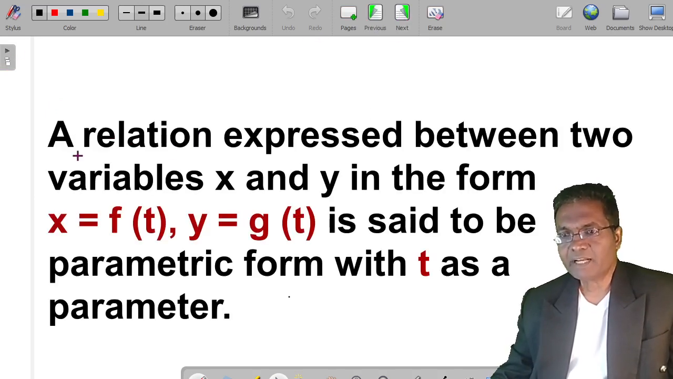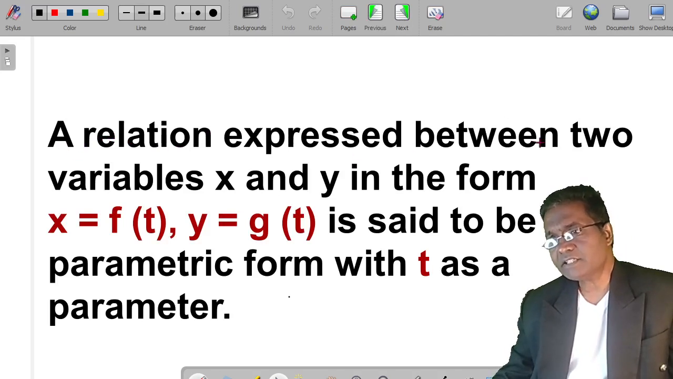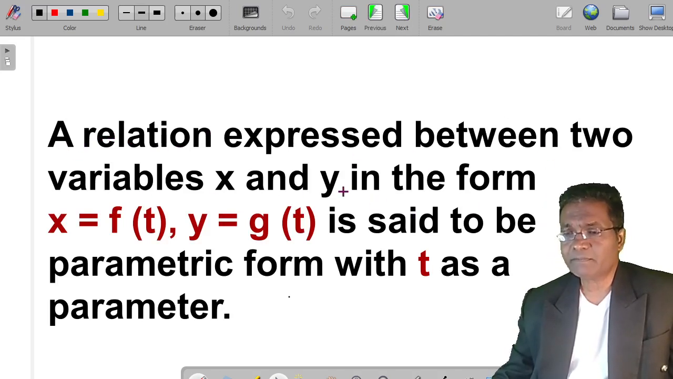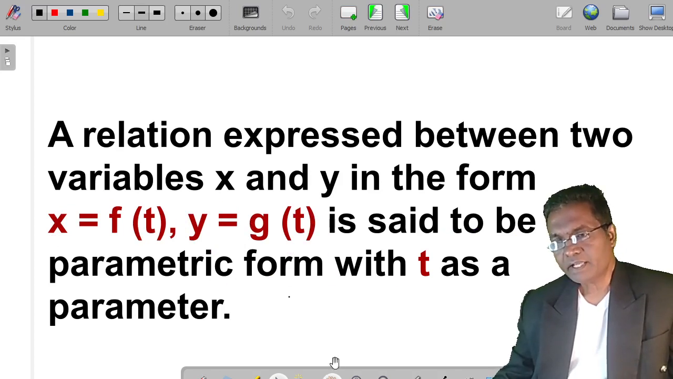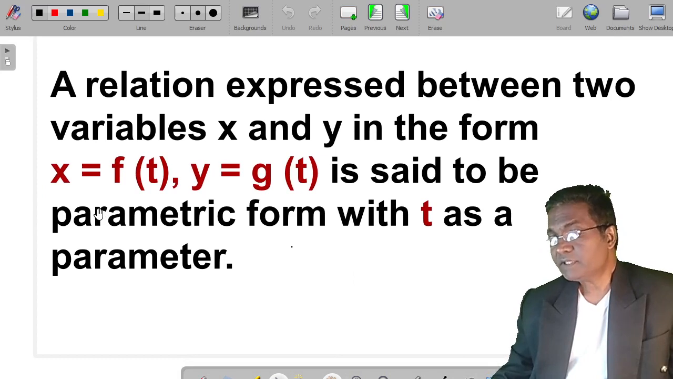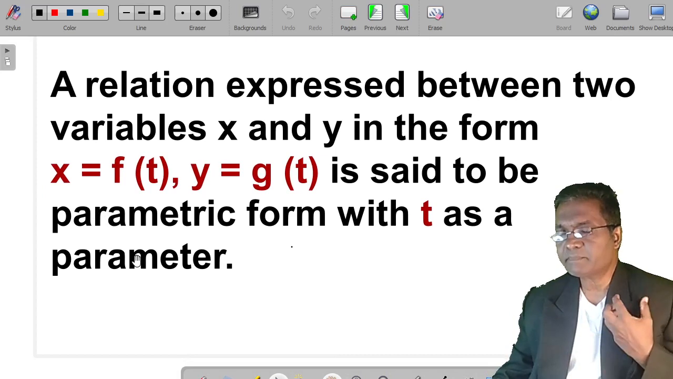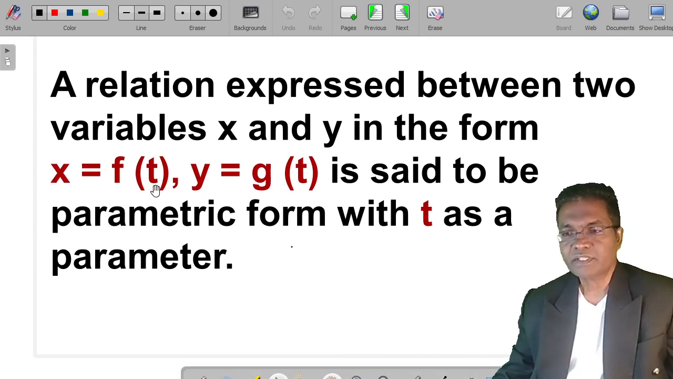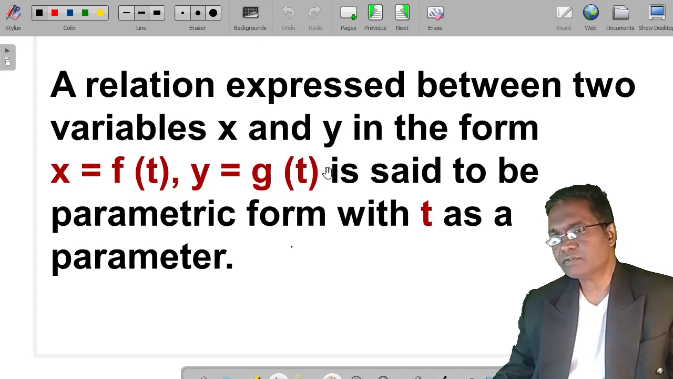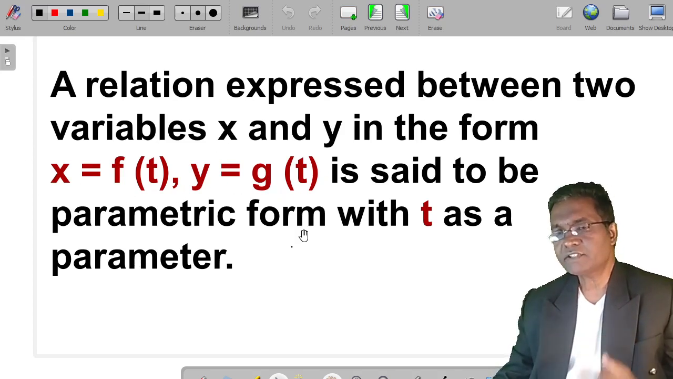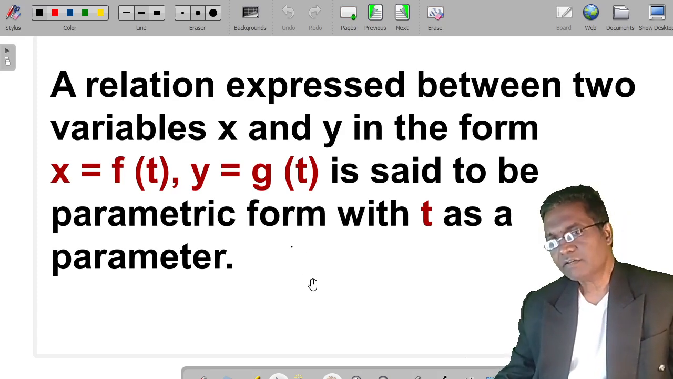In parametric form you will be given two expressions. A parametric form means a relation expressed between two variables x and y in the form x is equal to f of t, y is equal to g of t. Basically, there is one relation in terms of x and y, and you can express it in terms of a third variable t or theta. For example, x is equal to f of t, y is equal to g of t. If it is like this, then that function is called parametric form.